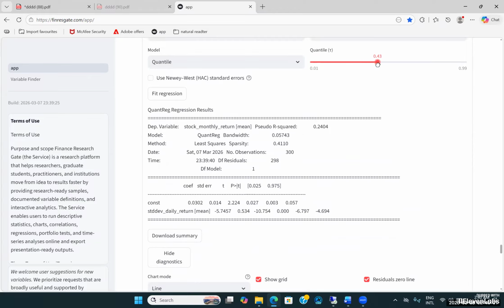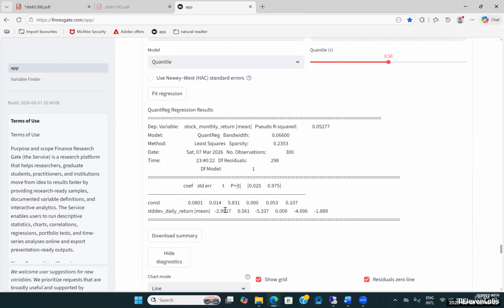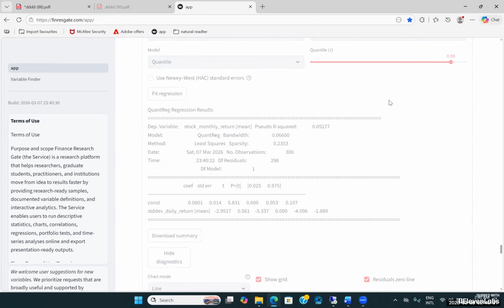If we were to increase this value, perhaps from 0.1 all the way up to 0.5, considering median regression, we would then execute the regression analysis once more. We're still seeing a negative result here, but it's an improvement compared to our previous measurements. Although we're still in the red, the situation is better. Our goal is to reach the 90th percentile, aiming for top performance.